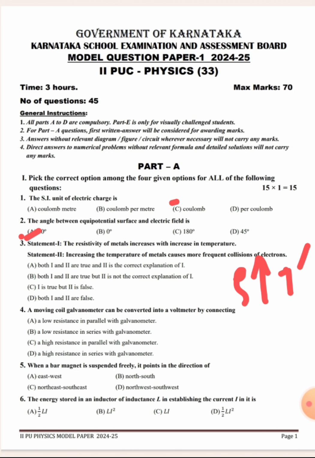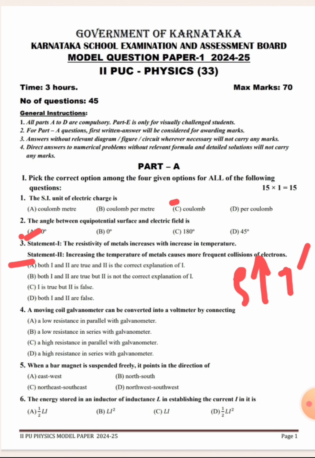So we know that when you increase the temperature, electrons' energy also increases, thermal energy increases, and hence the collision between electrons increases. So when you increase the temperature, frequency of collision also increases. Therefore, second statement is the correct explanation of the first statement. So answer is A: both first and second are true, and second is a correct explanation of first.